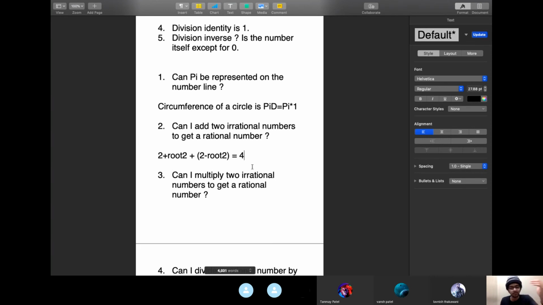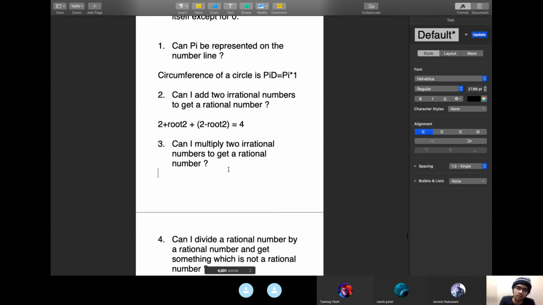Because this number will be something divided by something. The other number will also be something divided by something. So you get two fractions and you can always add them with a common denominator and you will get an answer. So that's why adding two rational numbers will always give rational. But it is possible to add two irrational numbers and get a rational number as the answer.